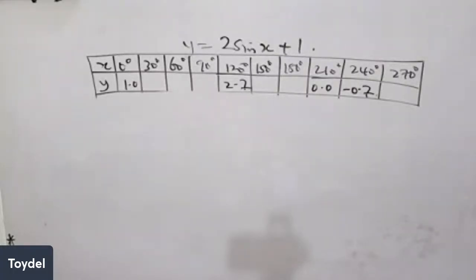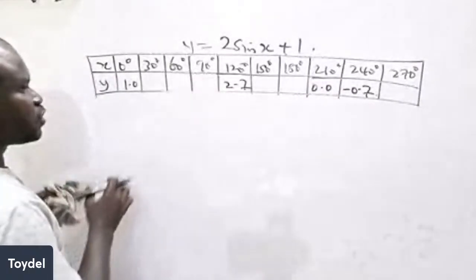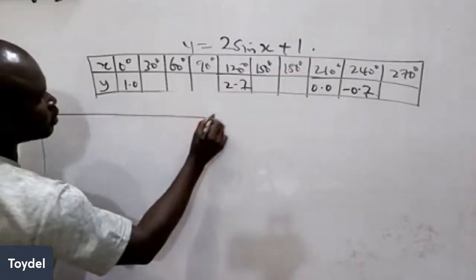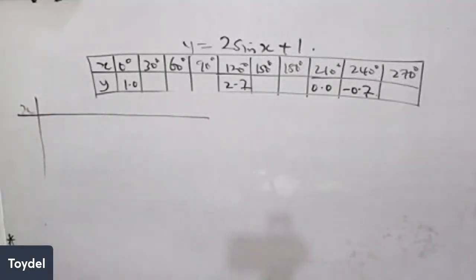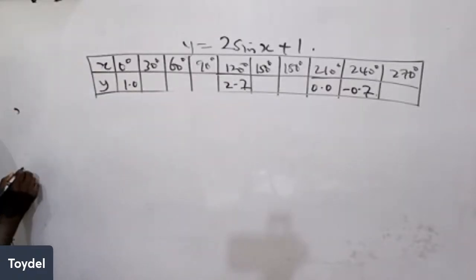Before we can plot the graph, we must copy and complete that table. So if we want to complete this table now, what do we do? Let me move to this side so that I'll be able to plot the graph along that side. I will need to write out everything. Without that, I cannot get anything. So can you see this? Here will be x.